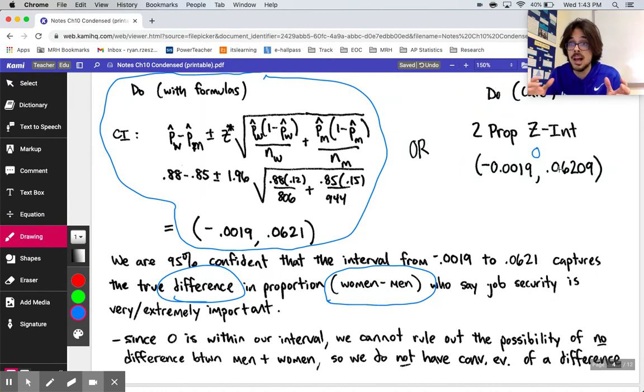Let's say they were all positive, and we're really close to all positive here. But if this was a positive number, for example, then we would say we have convincing evidence that women are higher or value job security more. But if that 0 is in the interval, you have an inconclusive situation. So that's how you would handle a confidence interval on a proportion. Next video, we'll go ahead and look instead at significance testing.